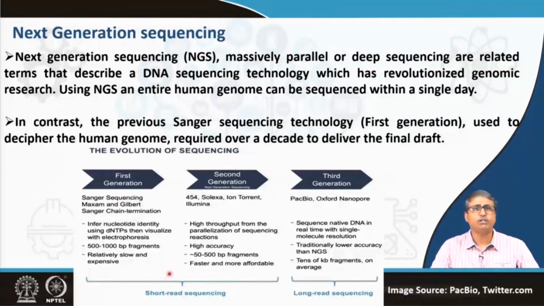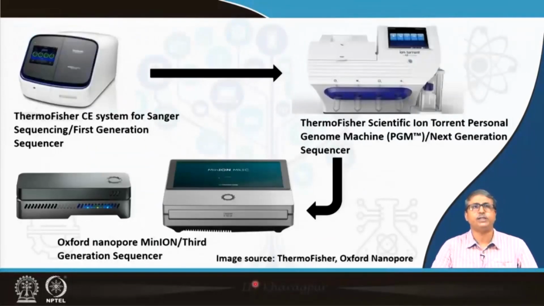Some technologies are allowing short reads. That means the sequence read could be like 500 to 1000 nucleotides, or in some cases large fragments of several thousand nucleotides, kilobase fragments. That means several thousand nucleotides at a stretch of sequence can be obtained. Now these are some of the photographs of the sequencing machines.